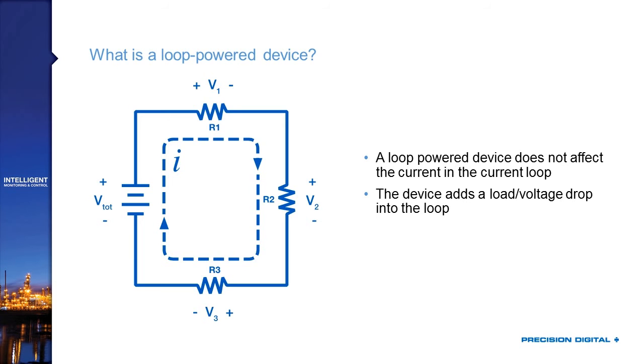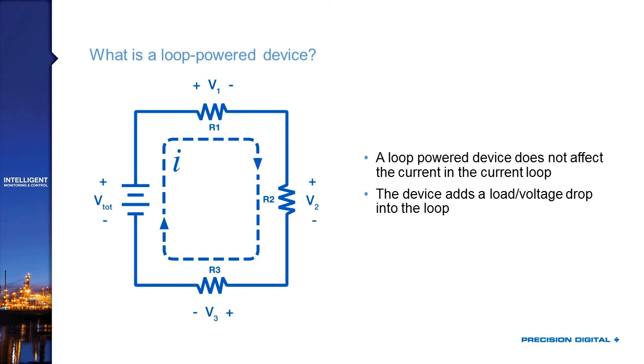So I've got current that's coming out of my power supply here. It's traveling through these resistors or loads. And those loads could be controllers, PLCs, indicators, sensors, you name it. And then it's coming back into my power supply. But everywhere in that loop, I have the same current. It's all I. Whatever that current happens to be in this loop, it's going to be the same everywhere.